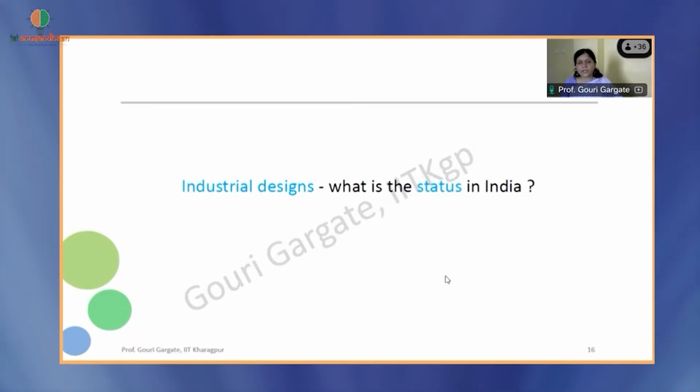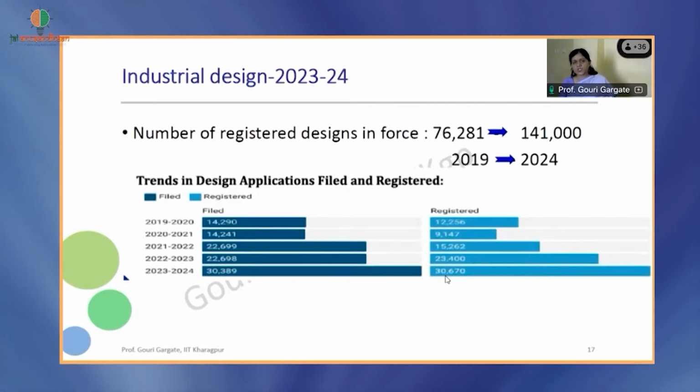Now, what is the status of India considering the registration of designs? If we consider the data, in 2019, 76,000 industrial designs were in force. And now, 2024 data shows that there are 1,41,000 designs in force in India. You can see the filed designs and then the registered designs. In 2023-24, we can see that 30,000 designs were filed, and 30,670 designs were registered.